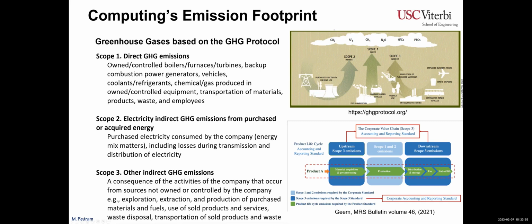Of course, the company has direct control over scope 2, and of course scope 1, but scope 3 is something that there is less control by the company or entity over it.